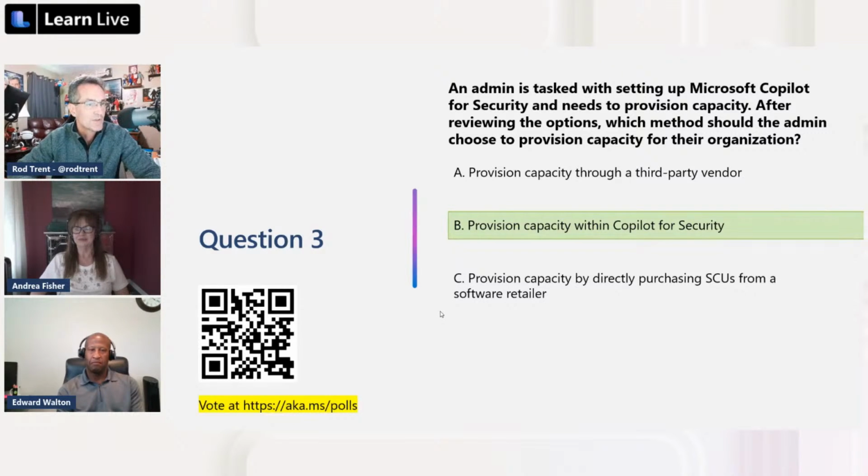Provision capacity with Copilot for Security. It's literally all you need to do. Either go in the Azure portal or go to security-copilot.microsoft.com and walk through the process of provisioning a what? An SCU. Yeah, we should have practiced that. We could do it all in unison.